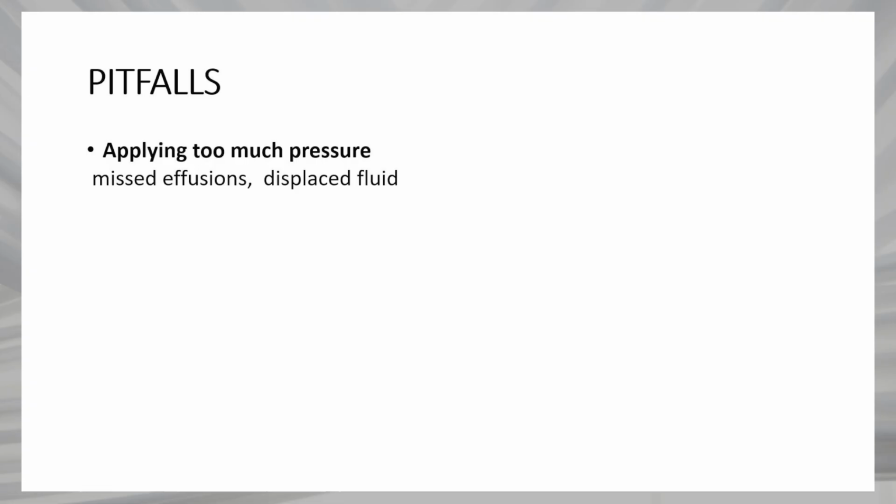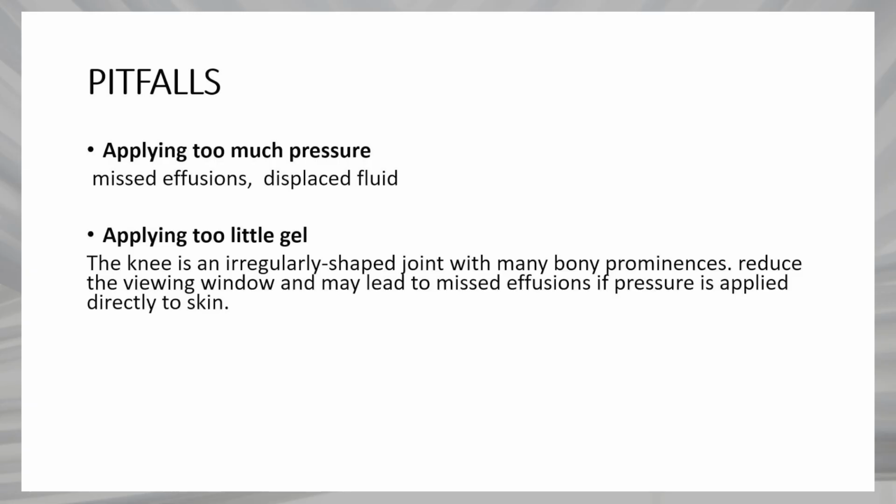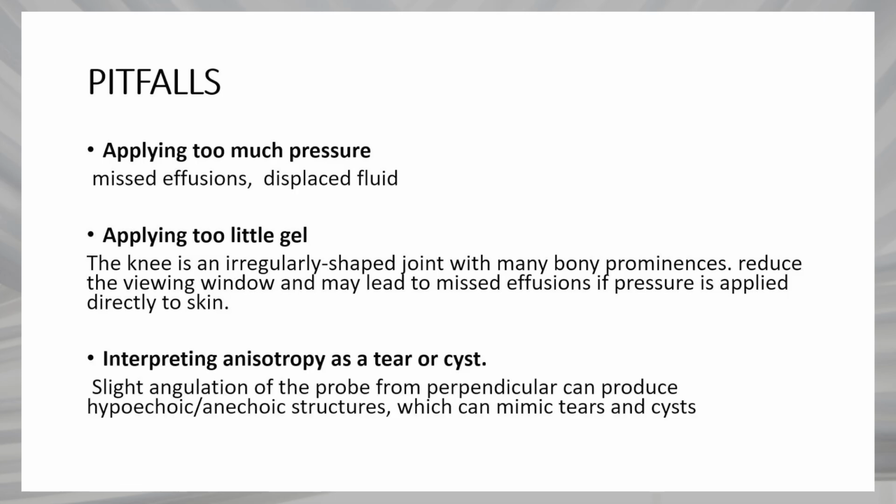Pitfalls before I leave this place. Do not apply too much pressure. It applies no matter which joint you are scanning. You can mist effusions, you can displace fluid, and if somebody's having Doppler signals, you'll actually obliterate them. So don't do that. Similarly, if you're applying too little gel, you will not produce any interface, and missing an interface would mean that you're not able to visualize anything below. Similarly, do not interpret anisotropy as a tear or a cyst. That's pretty much it. Thank you.